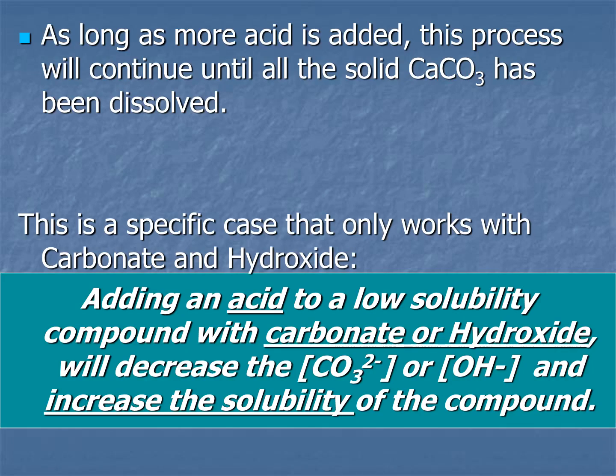So this is a specific case that only works whenever we have a carbonate or a hydroxide, because hydroxide will do the same thing. The hydroxide will continually bond with any of the added hydroniums from whatever acid you added, and will continually pull the reaction towards the right until you've used up all of the solid. So adding an acid to a low solubility compound that has a carbonate or a hydroxide in it will decrease the concentration of the carbonate or hydroxide and therefore increase the solubility of the compound.